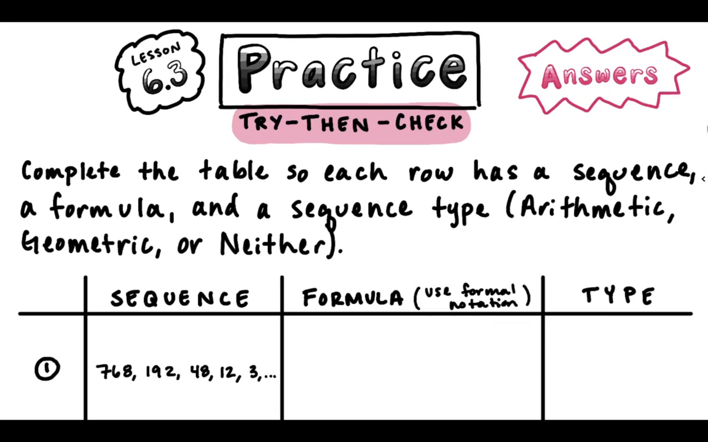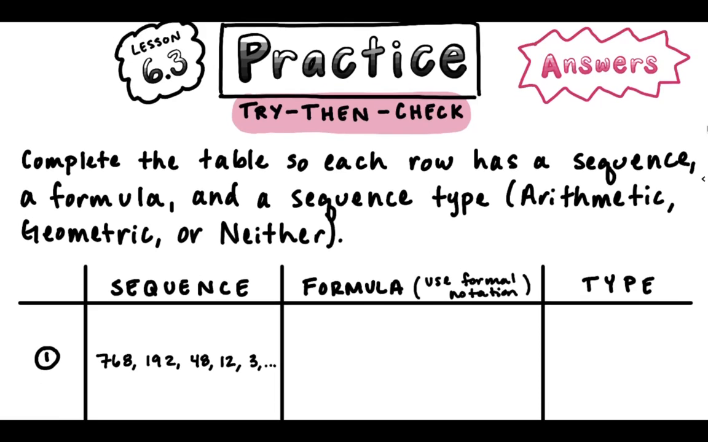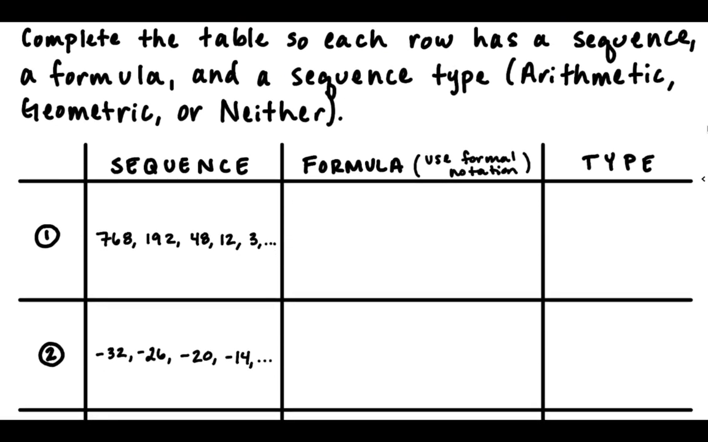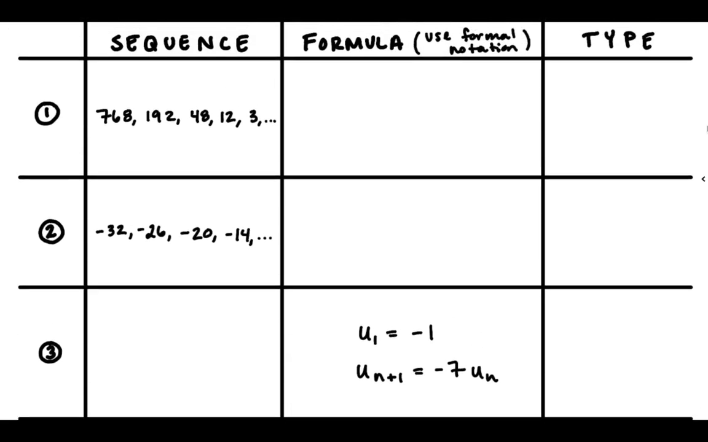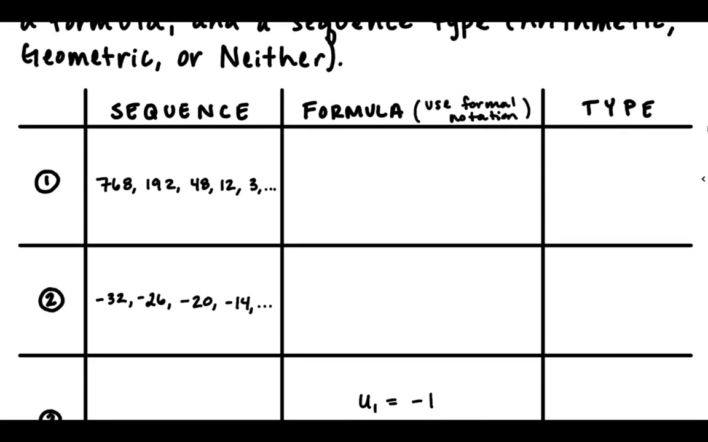Alright, so for these problems we're completing our table. Each row has a sequence, a formula, and a sequence type, and we're going to use formal notation for our formulas. The first two give us the sequences, and the last three give us the formulas. Okay, so let's start looking at our first sequence.